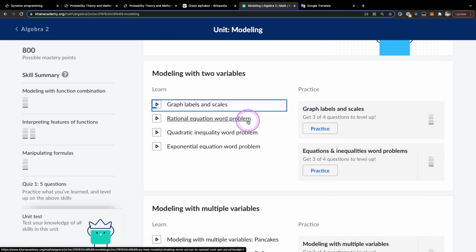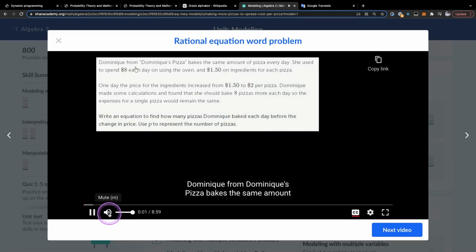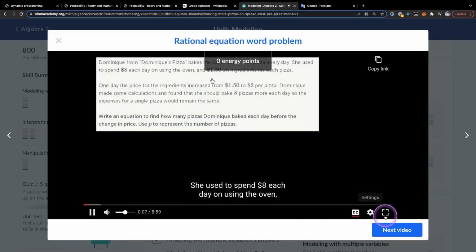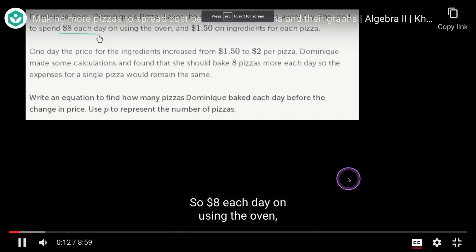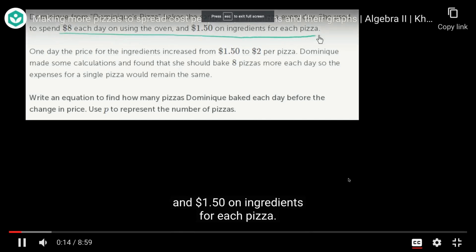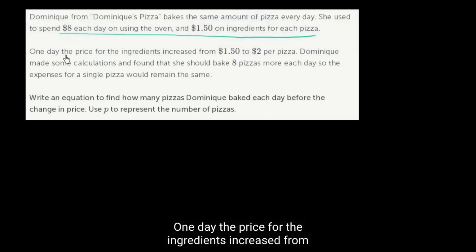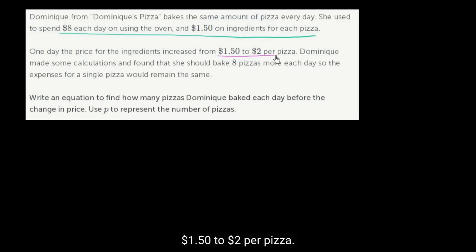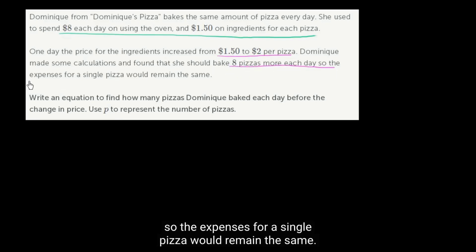Rational equation word problem. Dominique from Dominique's Pizza bakes the same amount of pizza every day. She used to spend $8 each day on using the oven and $1.50 on ingredients for each pizza. So $8 each day on using the oven and $1.50 on ingredients for each pizza. One day the price for the ingredients increased from $1.50 to $2 per pizza. Dominique made some calculations and found that she should bake 8 pizzas more each day. So the expenses for a single pizza would remain the same.